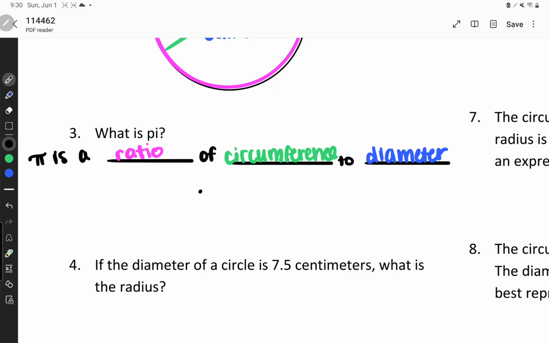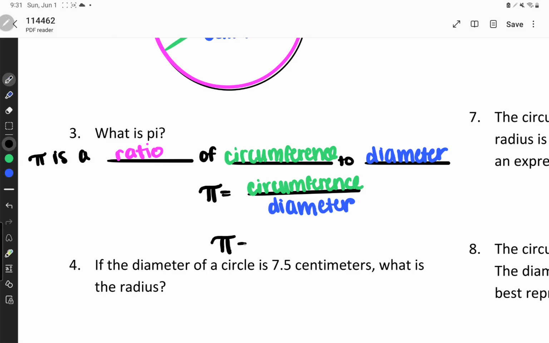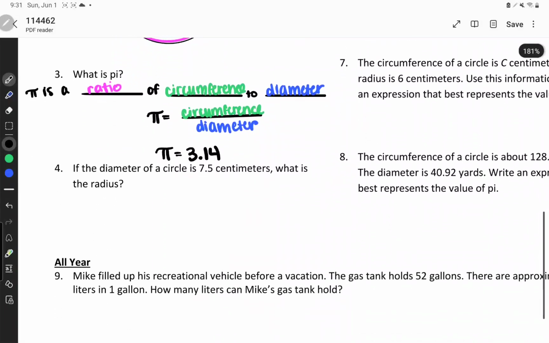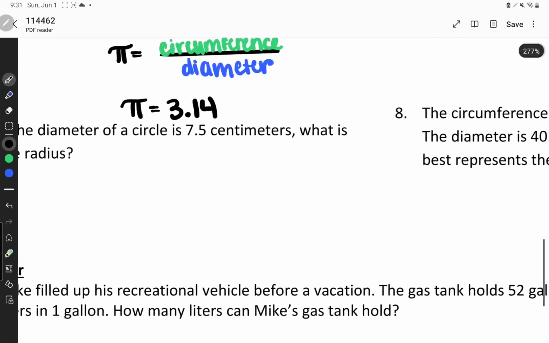Because it's a ratio, that means we can write it as a fraction. If it's a ratio of circumference to diameter, which word goes on top? Circumference. What word goes on the bottom? Diameter. And the last thing that we know is the approximate value of pi. What is the numerical number of pi? 3.14.